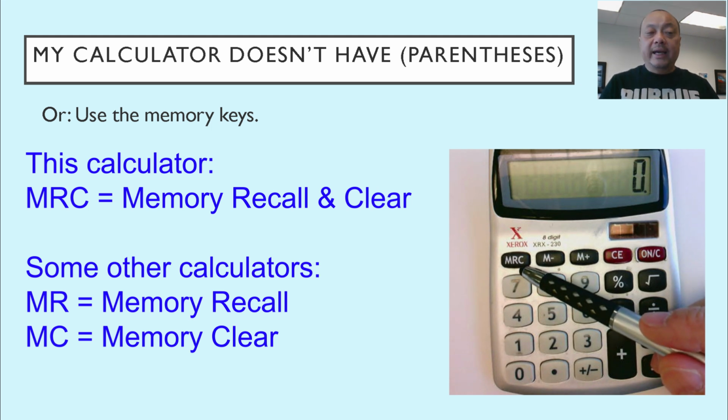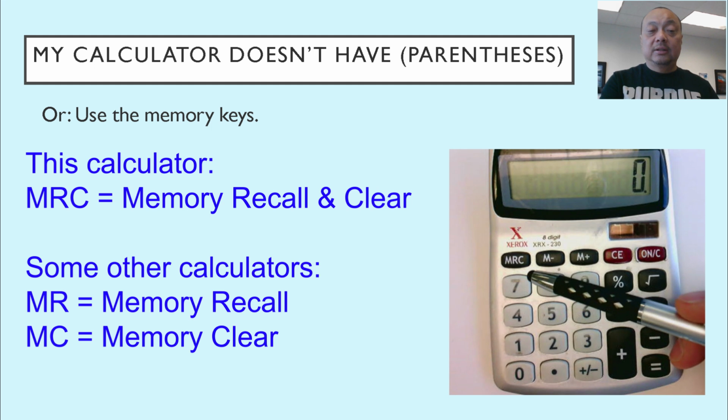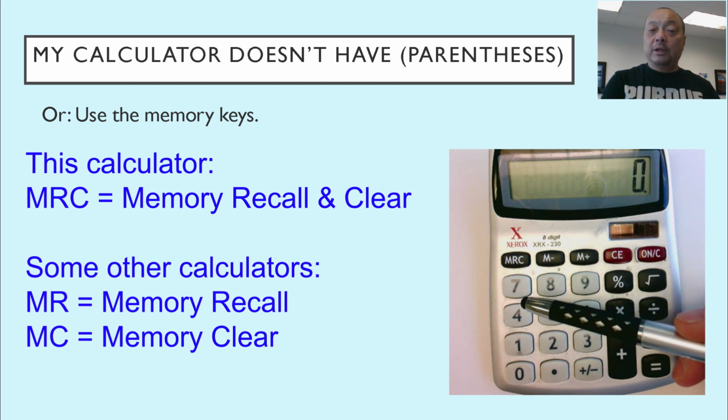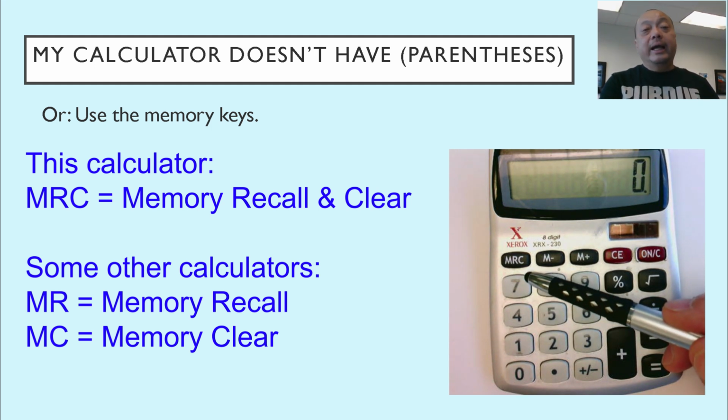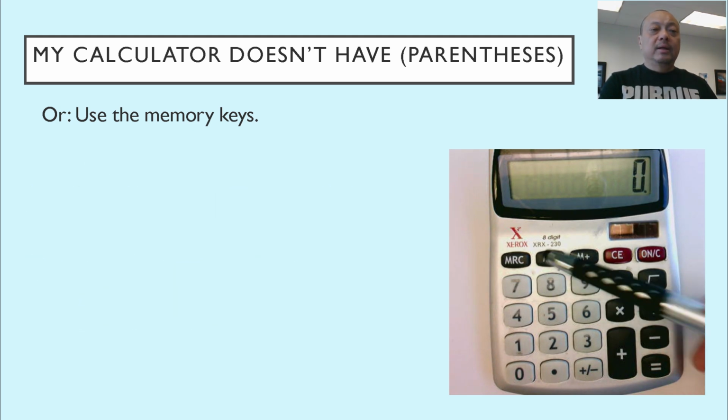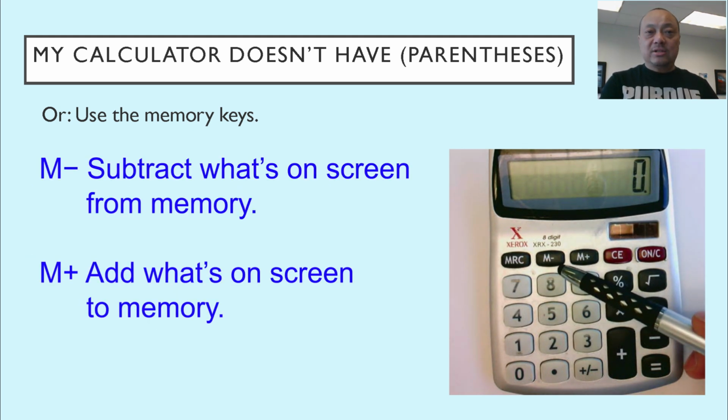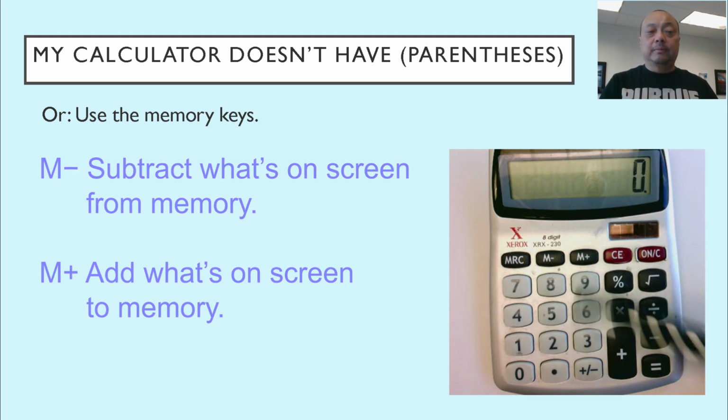And then if I press it again, it goes to the letter C in MRC. On your calculator, you may have a separate MC key. It clears the memory, and the memory is 0. My MRC is memory recall and memory clear. Many other calculators have separate buttons, MR to recall and MC to clear. This key, M minus, subtracts the number on the screen from the memory. M plus adds the number on the screen to the memory.